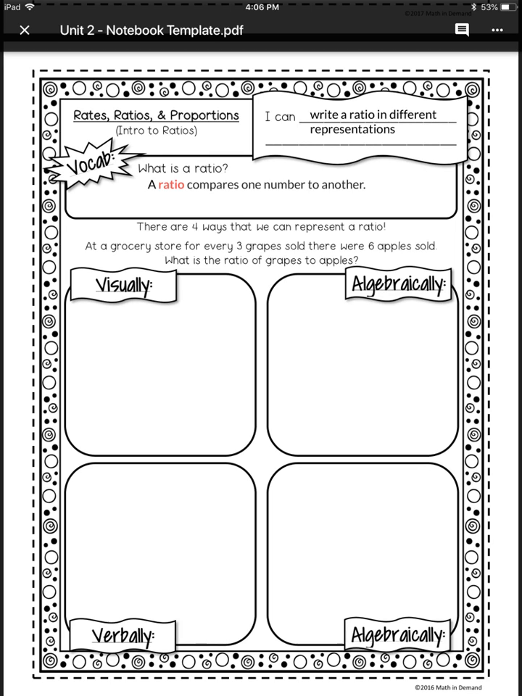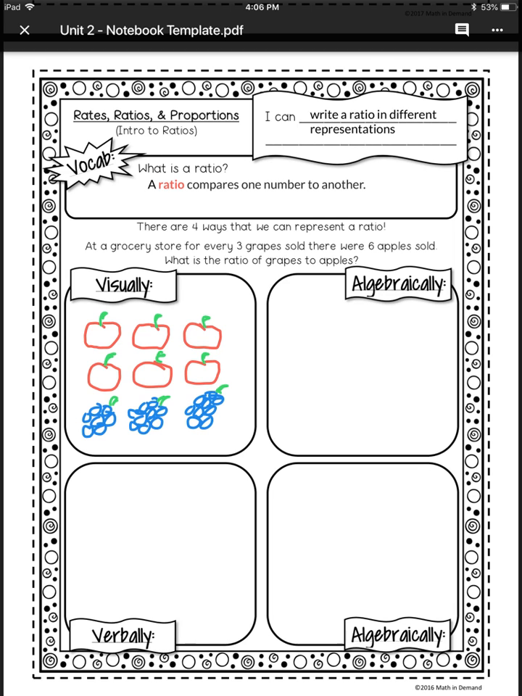At a grocery store, for every 3 bunches of grapes sold, there were 6 apples sold. What is the ratio of grapes to apples? So visually, I drew 6 apples and 3 bunches of grapes. Now I notice that I can take 2 of the apples with 1 bunch of grapes, another 2 apples with another bunch of grapes, and another 2 apples with a bunch of grapes.